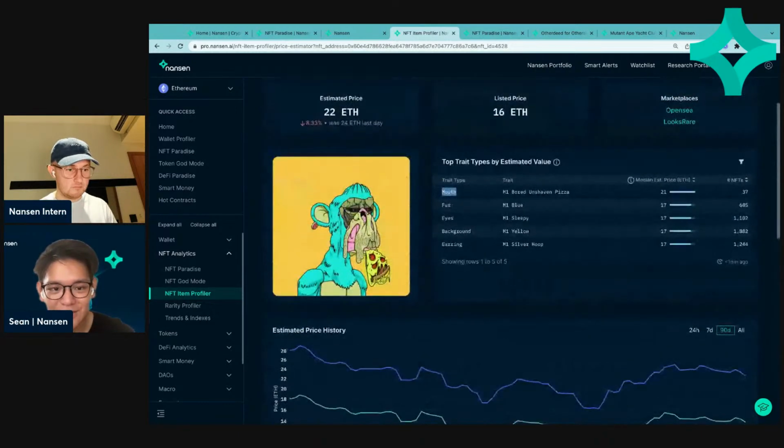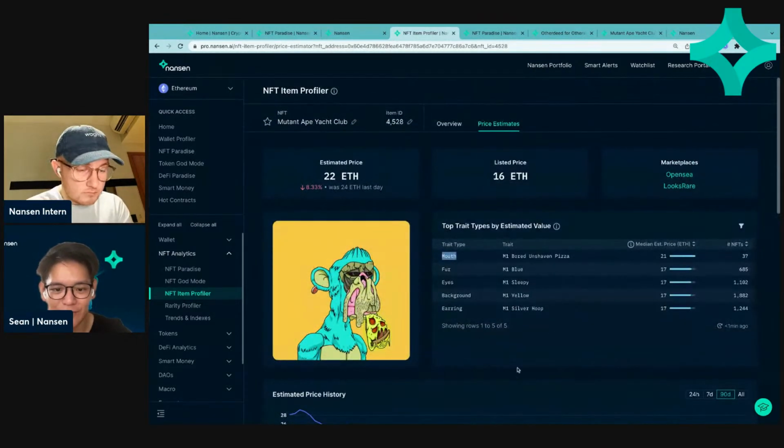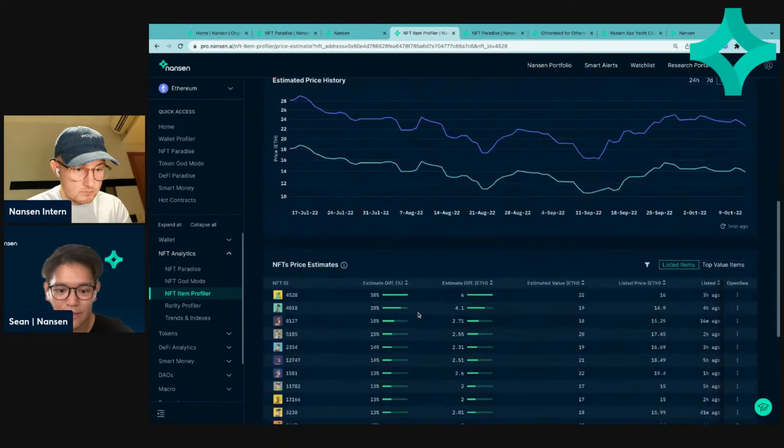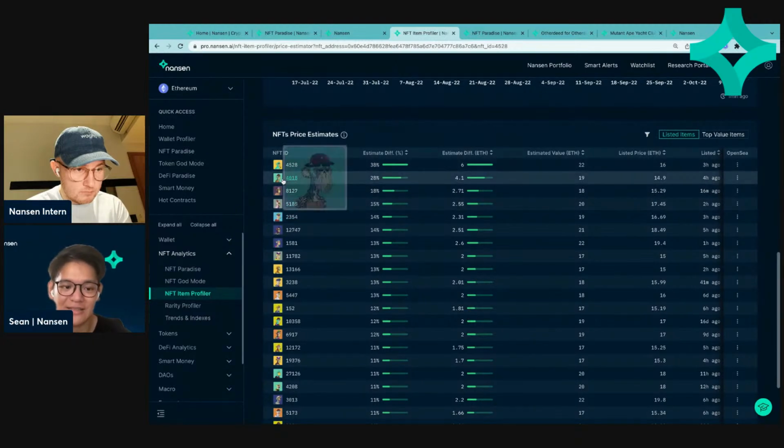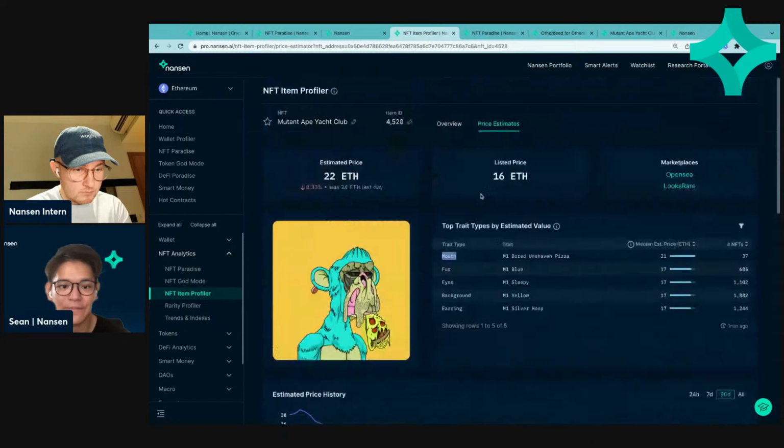So in general, I use item profiler with price estimates just to see what are the important traits that give it that estimated price. At the bottom here, it's sort of the same chart where you get to discover the other listings as well, right? So you can look at similar items that are priced in the same way.